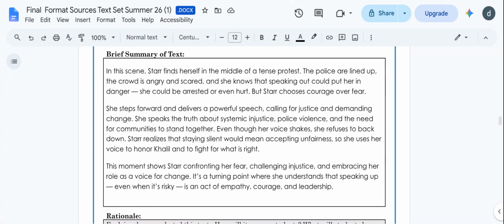This moment shows Starr confronting her fears, challenging injustice, and embracing her role as a voice for change. This is a cost because anything can happen in there. She can be killed, she can be put in jail, she can face so many challenges. Nevertheless, she did it. So that's a sacrifice and that's a cost to pay.